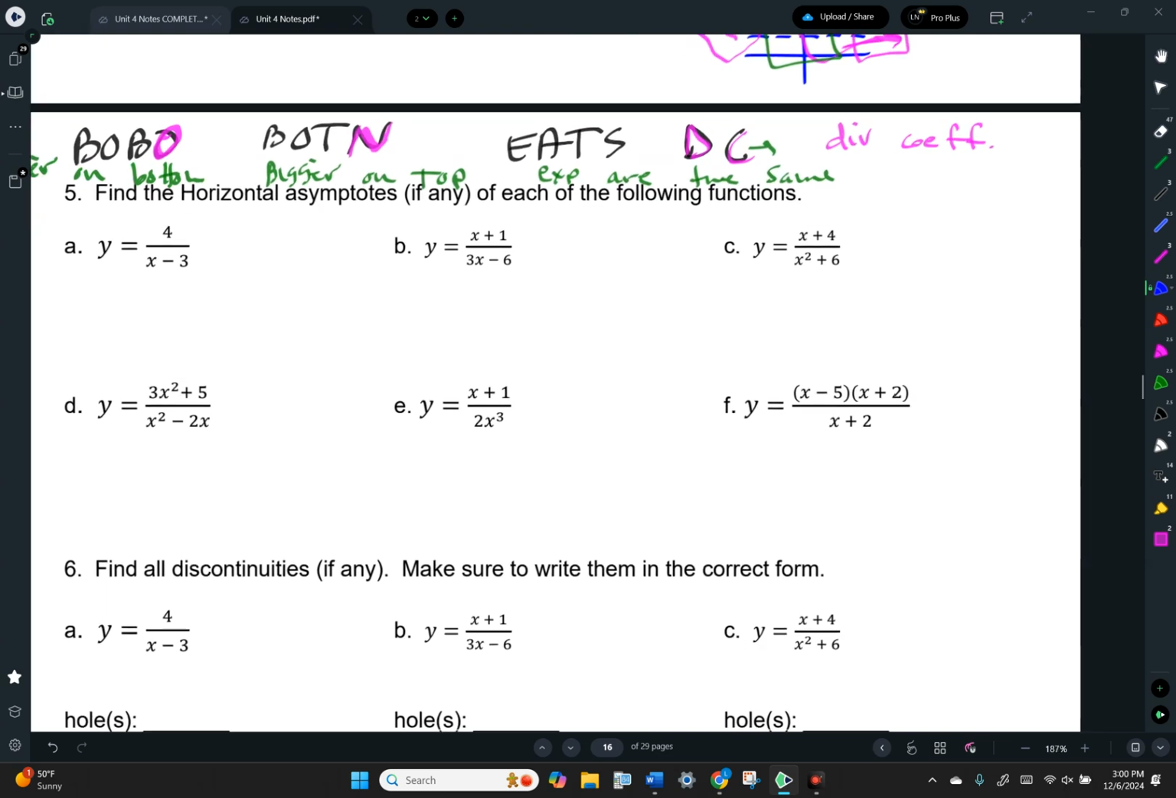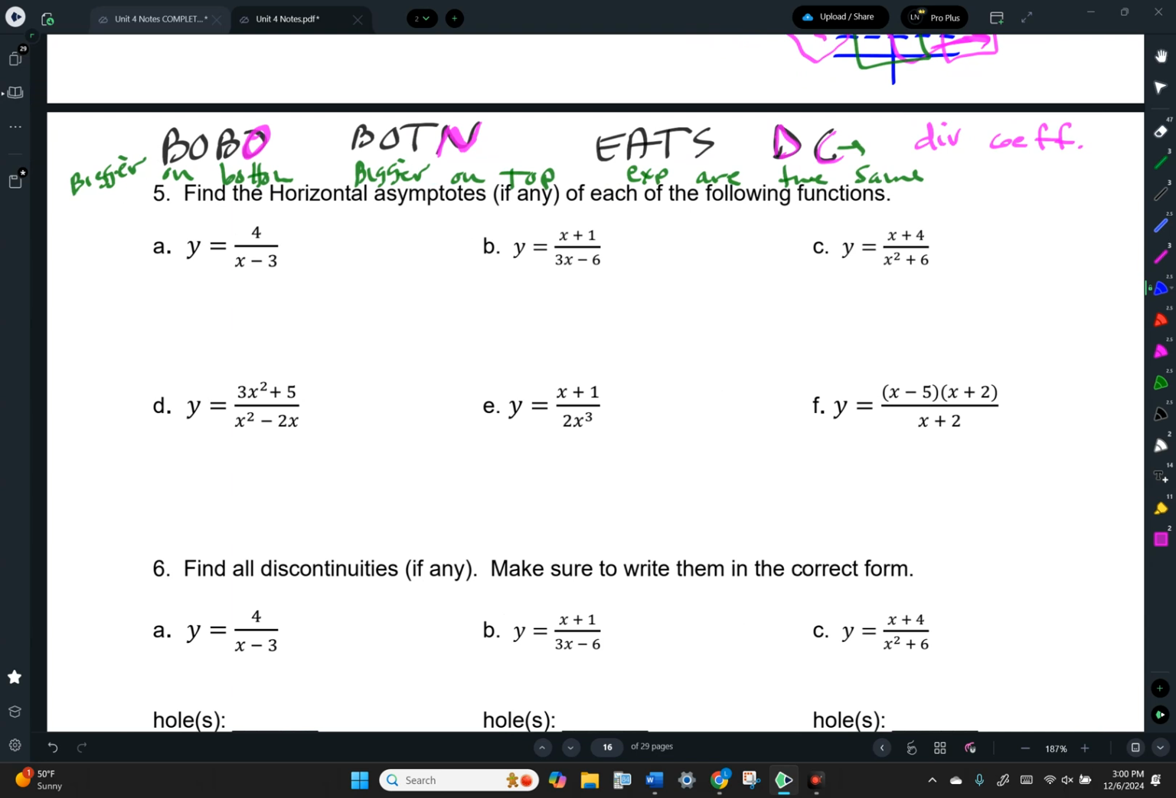Okay, do you see that the degree of the top is 1 because it's x to the first? The degree of the bottom is 1 because it's x to the first. So that's the exponents are the same. So the horizontal asymptote is y equals, well, the coefficient from the top was 1 and the coefficient from the bottom was 3. So the horizontal asymptote is 1/3.